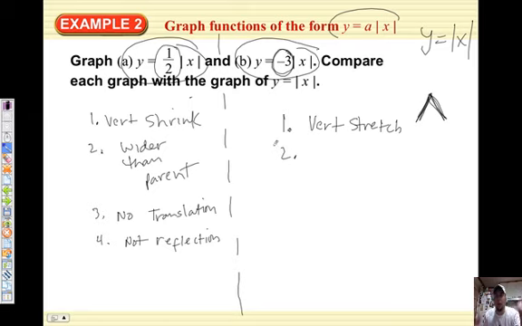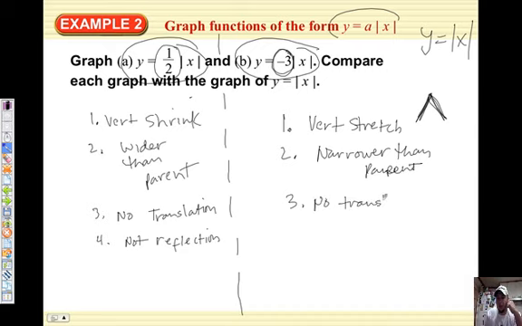Number 2, is it wider than the parent or narrower? We say wider or narrower. It's going to actually be narrower than the parent. Then you have to write than the parent. Okay. And 3, translation. Did it translate at all? No. There's no H and K, which means there's the same vertex. You could say it's the same vertex or no translation.